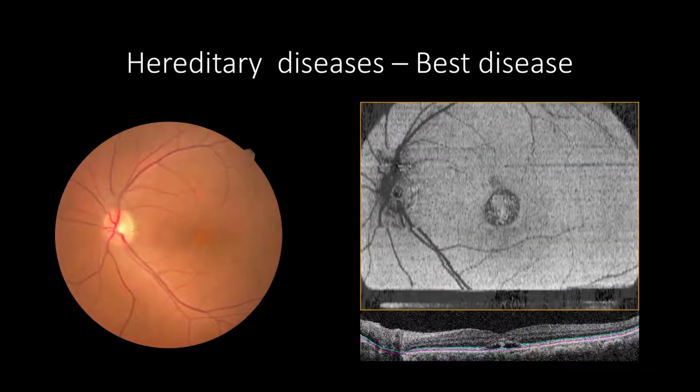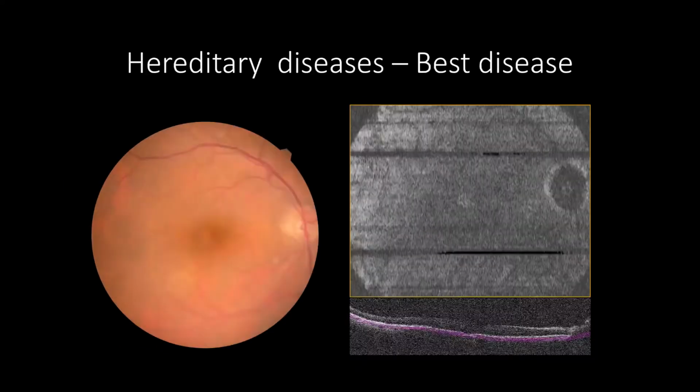In vitelliform stage, the RPE slab will show hyperreflective lesions, vitelliform lesions surrounded by hyporeflective areas of subretinal fluids. Please note the blink and motion artifacts. However, in the atrophic stage, the choroidal slab will show transmission defects in the form of hyperreflective patch. Please note the blink artifact.